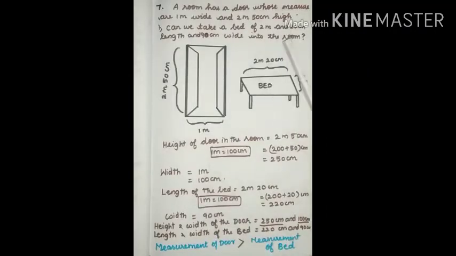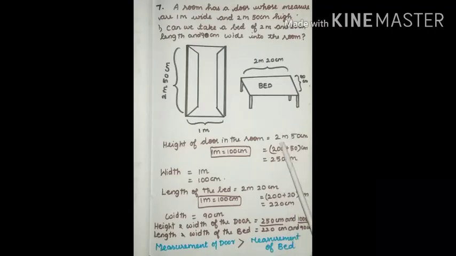Friends, it's clear now? First, we have to write the height of the door in the room in centimeter. Here, the given question is in the mixed form of meter and centimeter. First, we have to convert this meter into centimeter. Students, note it carefully. If the given question is in mixed form like meter, centimeter, kilometer, meter, means first you have to convert this into lower units. Here the lower unit is centimeter. So we have to convert this meter into centimeter only.